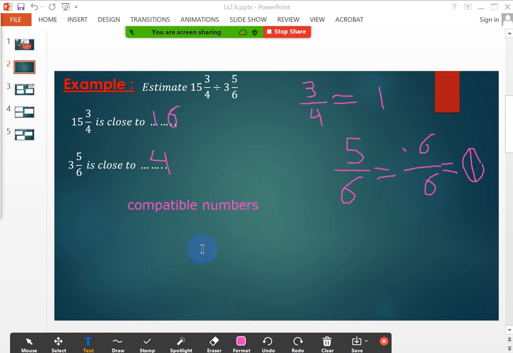Why do we name those numbers compatible numbers? Because I can divide those numbers mentally. So I can divide 16 by 4. And the answer will be what? 16 divided by 4 equals what?